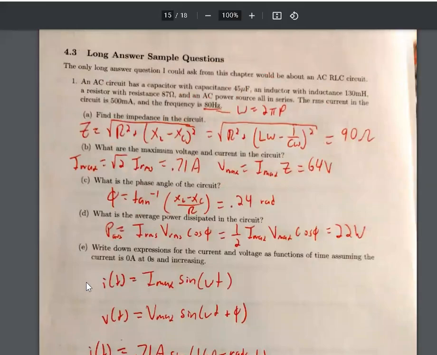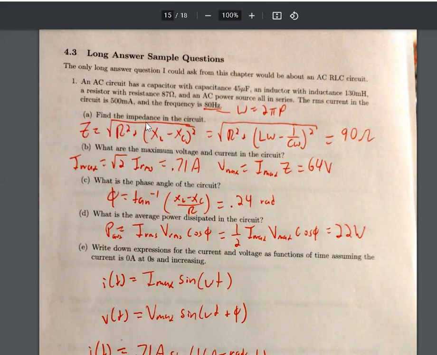All right, so we only have one long answer question from this section. It says an AC circuit has a capacitor with a capacitance of 45 microfarads, an inductor with an inductance of 130 millihenries, and a resistor with a resistance of 87 ohms. And we have an AC power source, and those are all in series. The RMS value of the current in the circuit is 500 milliamps, and the frequency, not the angular frequency, is 80 hertz. So to find the angular frequency, we just have to multiply by 2 pi.